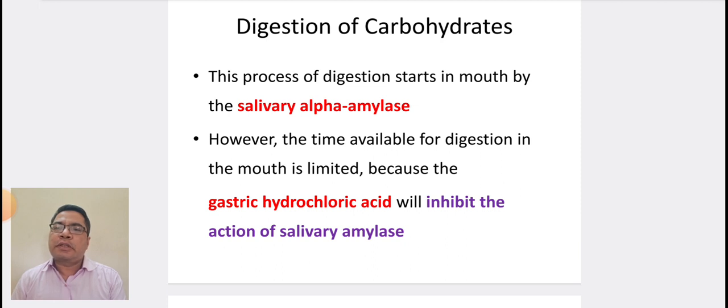This process of digestion starts in the mouth by the salivary alpha amylase. However, the time available for digestion in the mouth is limited because the gastric hydrochloric acid will inhibit the action of salivary amylase.